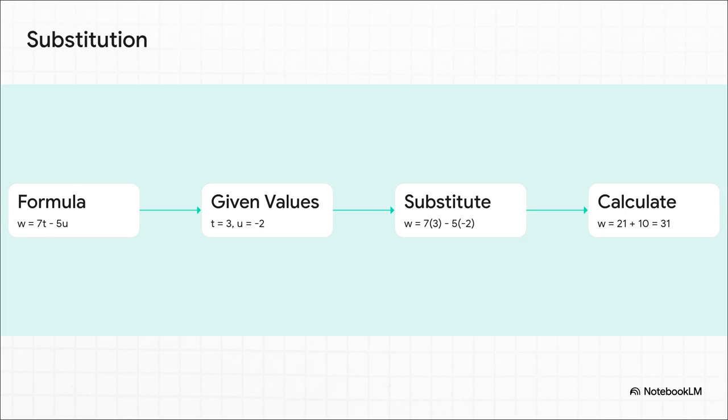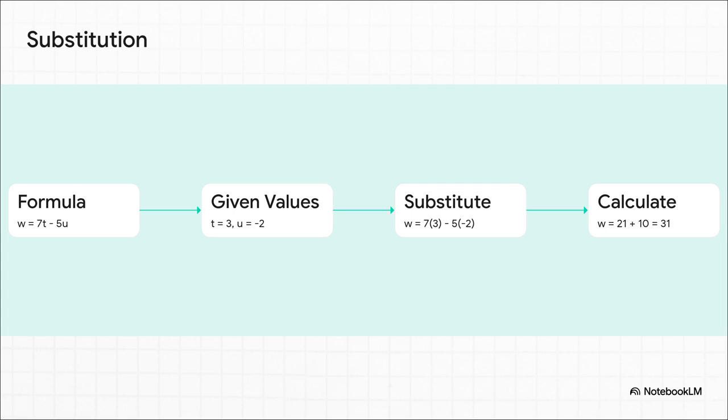Let's say our formula is W equals 7t minus 5u, and we are given the actual values, t equals 3 and u equals -2. In step 3, we literally just substitute those numbers right where the letters are. This gives us W equals 7 times 3 minus 5 times -2.